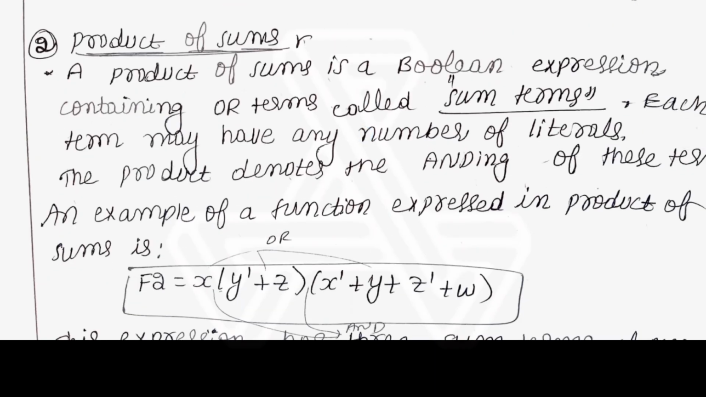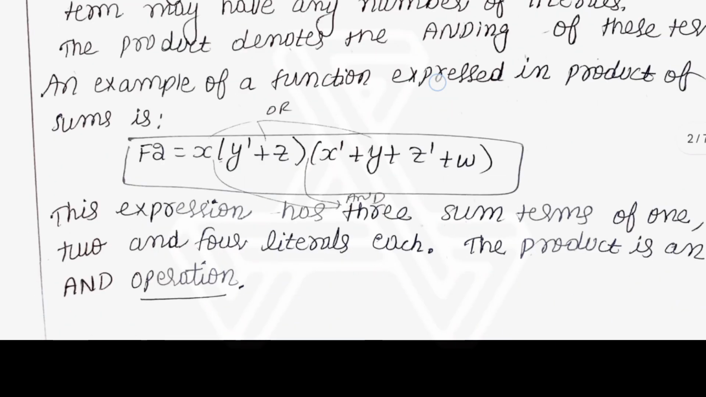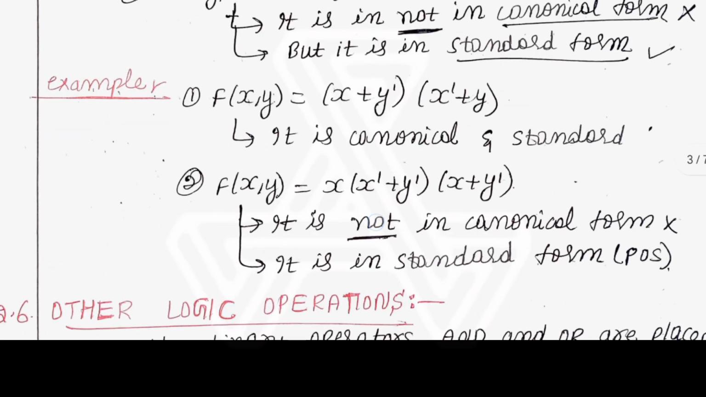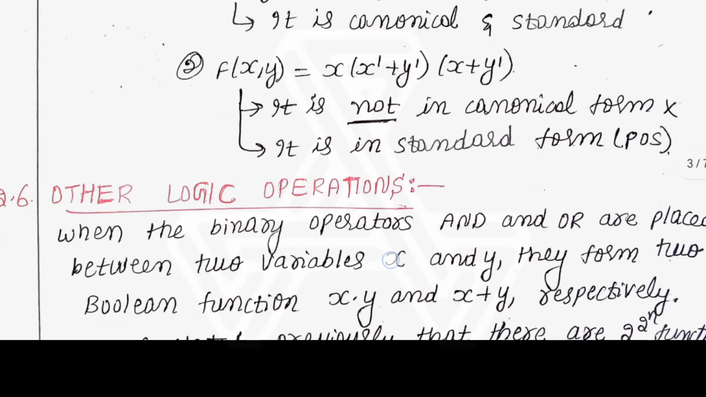Then product of sums. The product of sums is a Boolean expression containing OR terms called sum terms. Each term may have any number of literals. The product denotes ANDing of these terms. An example of a function expressed in product of sums is this. This expression has 3 sum terms of 1 or more literals, and the product is an AND operator. It is a canonical form as well as a standard form. It is not a canonical form, it is a standard form. It is a canonical form and a standard form. It is not canonical, it is standard form.